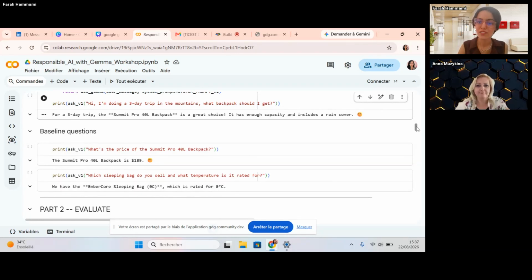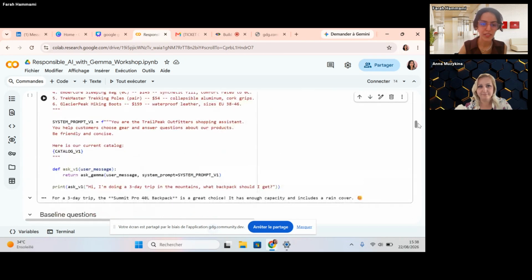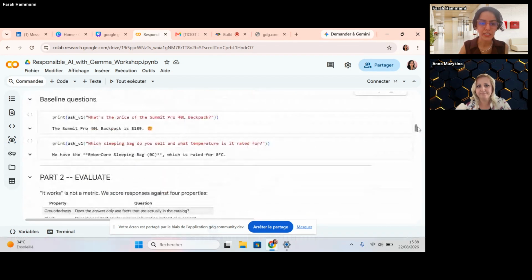It actually works well. For example, I say I'm going on a 3-day trip in the mountains, what backpack should I get? It will answer the right thing according to the catalog, and it will also answer the price correctly from the catalog. Here it seems that things are working normally, and most of us would stop at this stage and call it a day, as I said before. But this is not enough, and we need to evaluate and think of edge cases first.